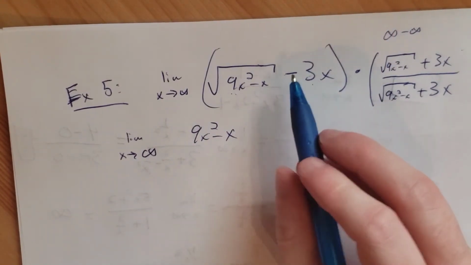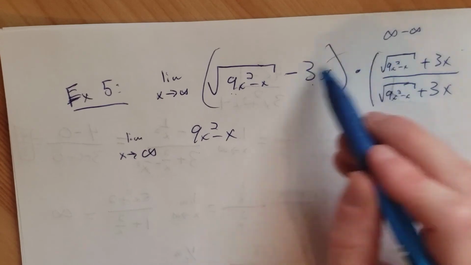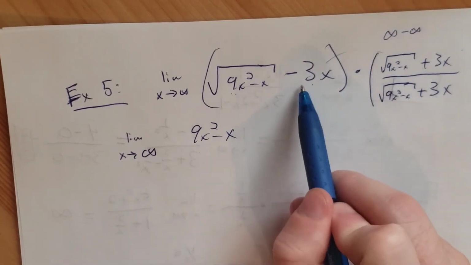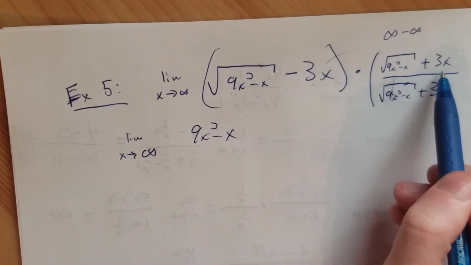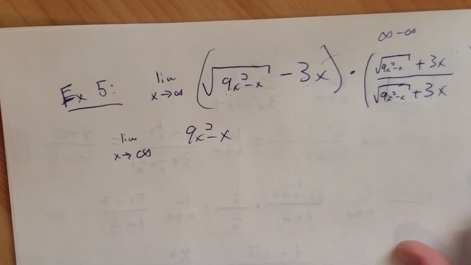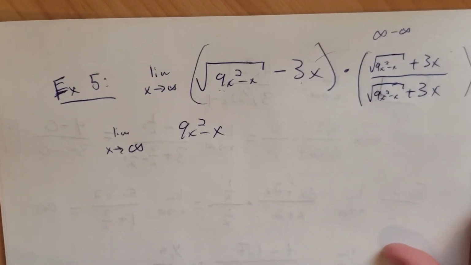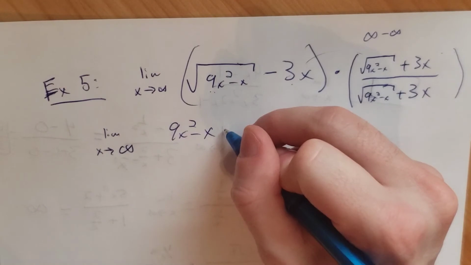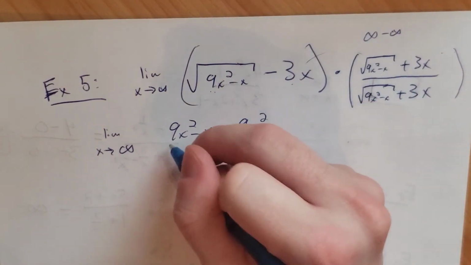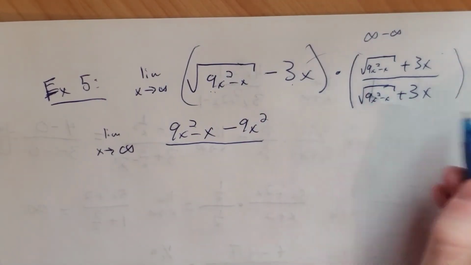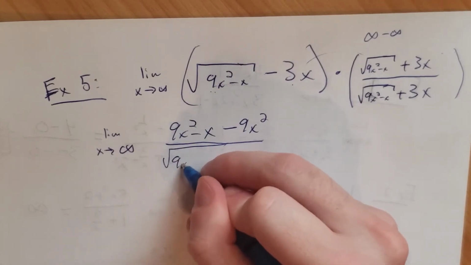And then when we multiply by the conjugate, the middle terms are going to cancel. And then left over is a negative 3x times a positive 3x. So in other words, we get a negative 9x squared. And then the denominator is just as written.